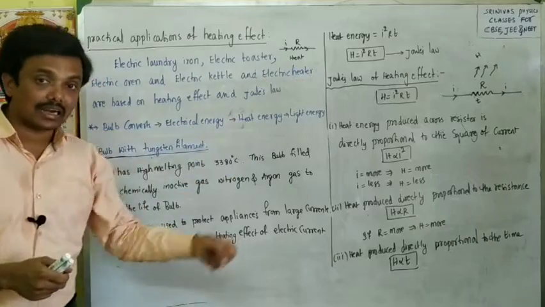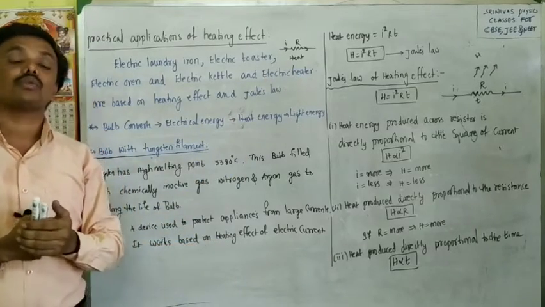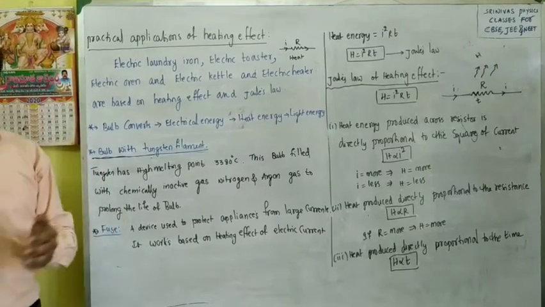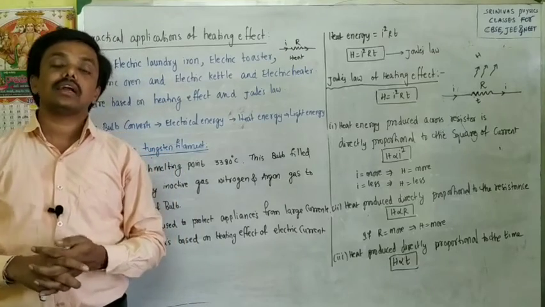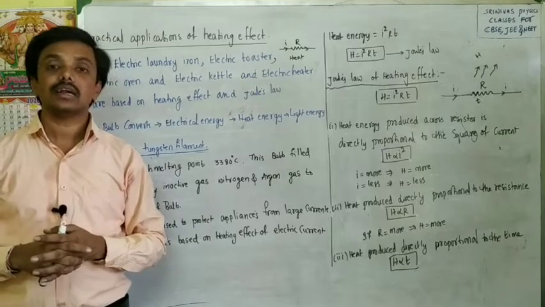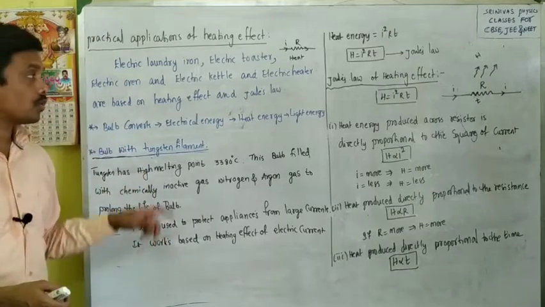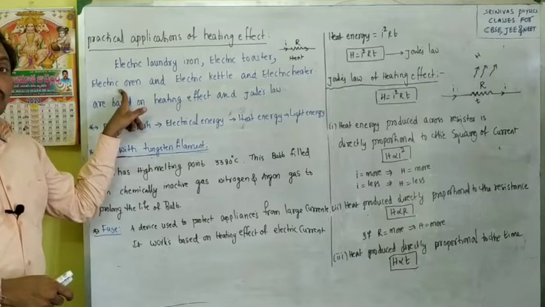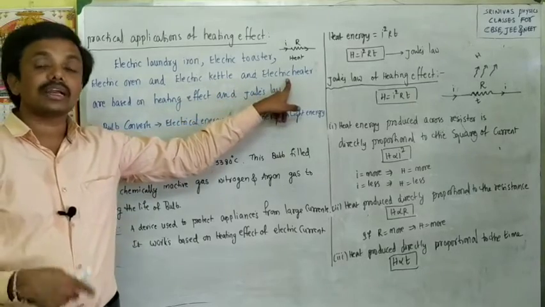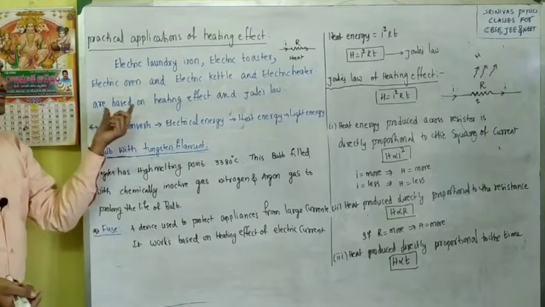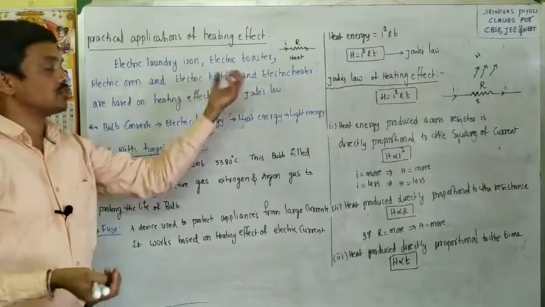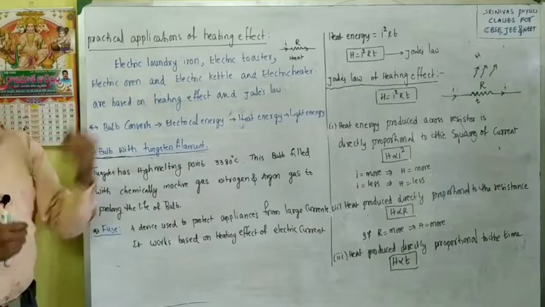Electric heater we know, electric laundry iron we know, when current passes through the nichrome wire. Nichrome is a wire, it is an alloy. Alloy means it is a mixed metal, and when current passes through it, heat develops. That heat we use to iron clothes, to cook food items, to prepare tea in electric kettles, and to heat water in an electric heater. These are some heating effect applications, and for these instruments we use nichrome wire.